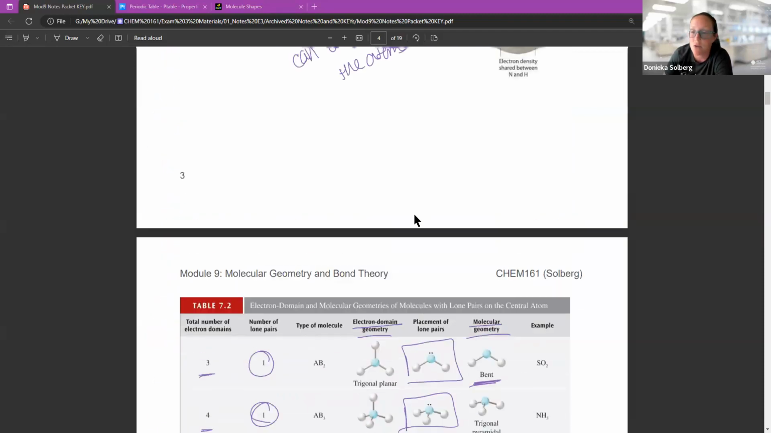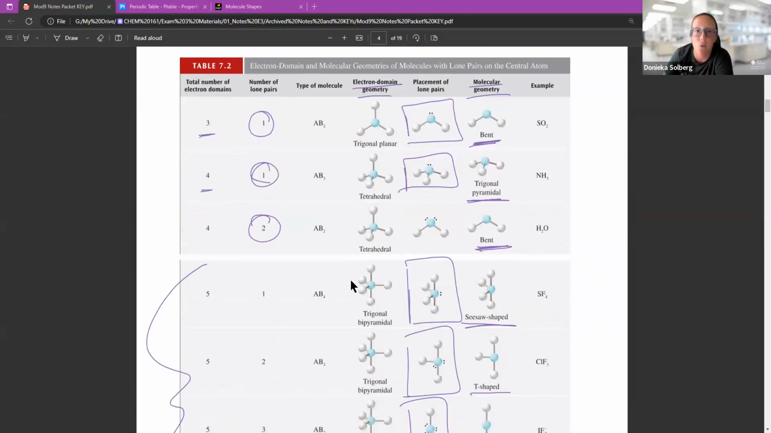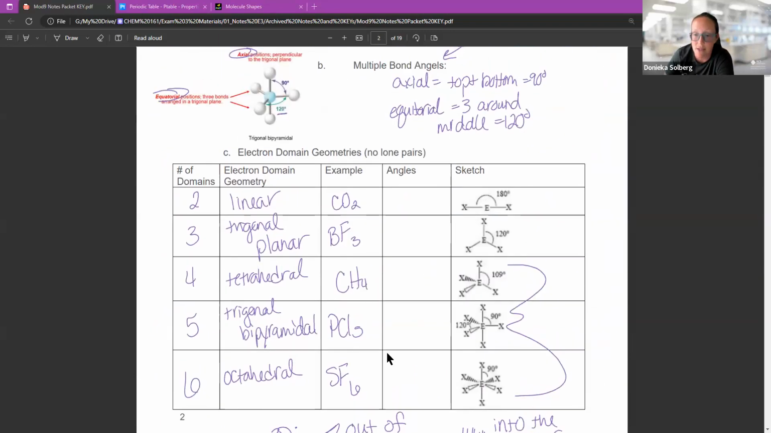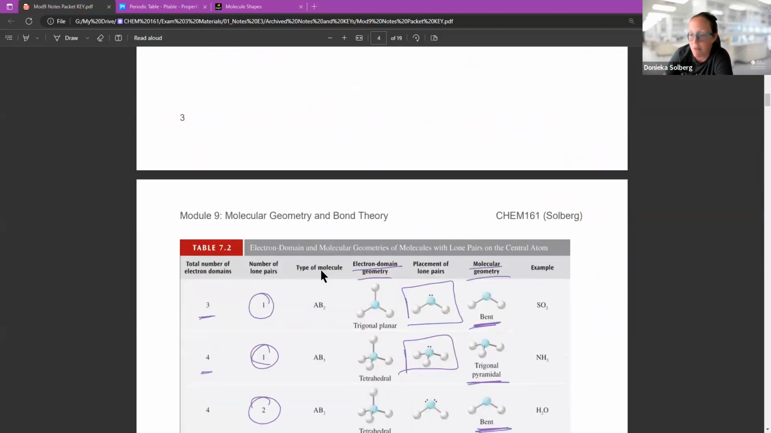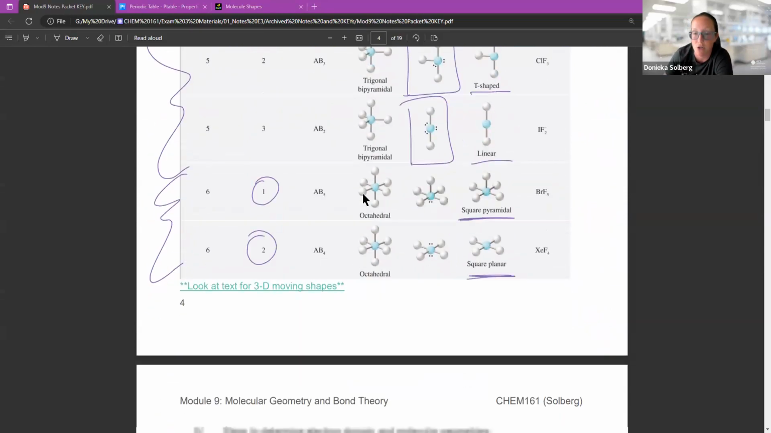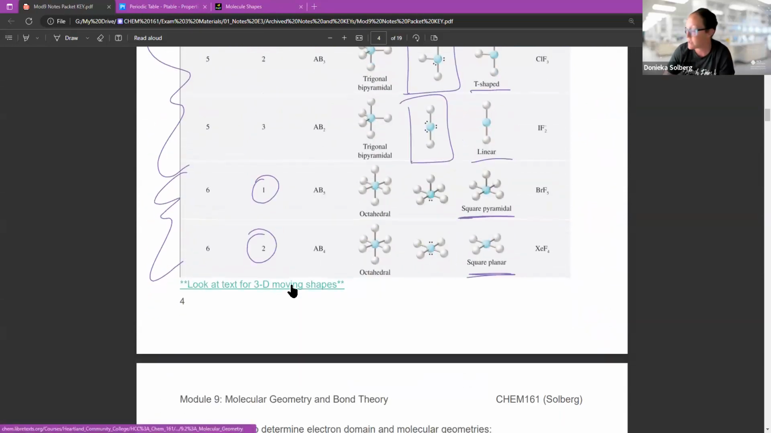All right. So the way you look at this chart is for when you have lone pairs. If you don't have lone pairs, you don't need to look at this chart. You go back to this one, and whatever their electron domain geometry is, that's their molecular geometry. The same thing. Okay. If you have lone pairs, it actually changes. So make sure you look at this chart. I really like this one.